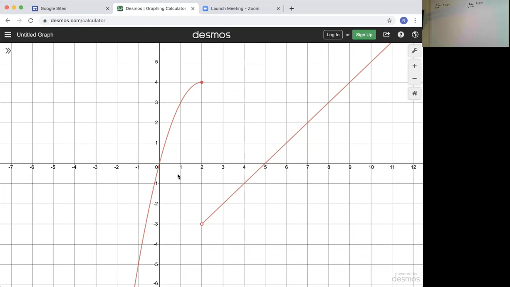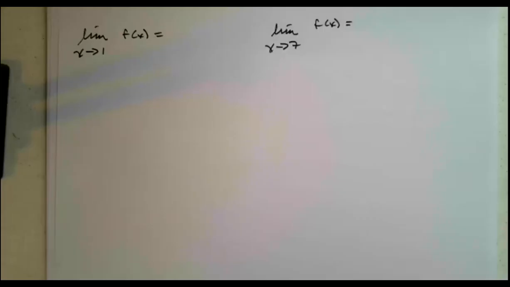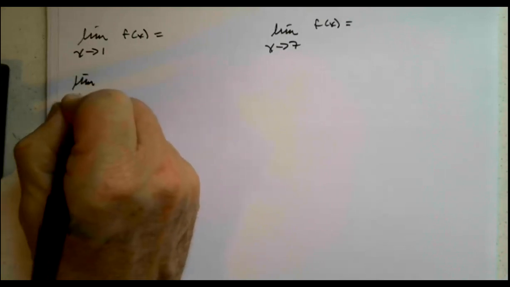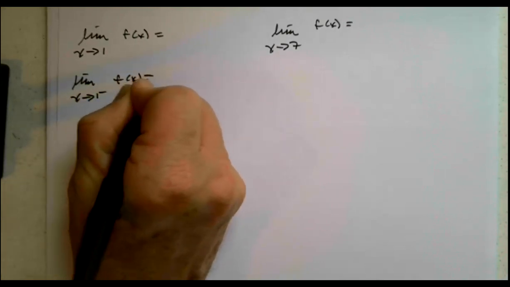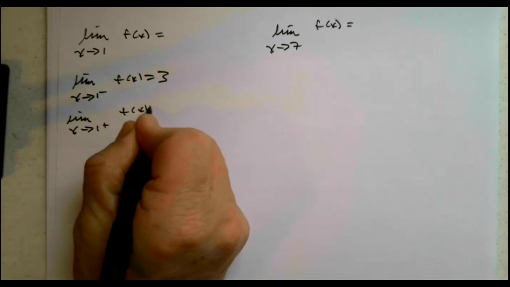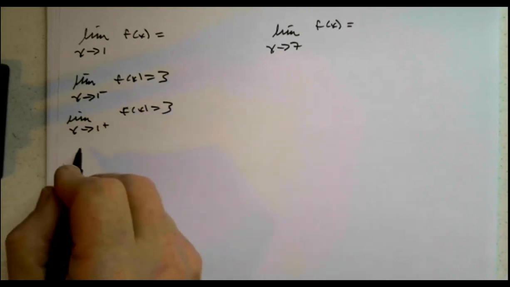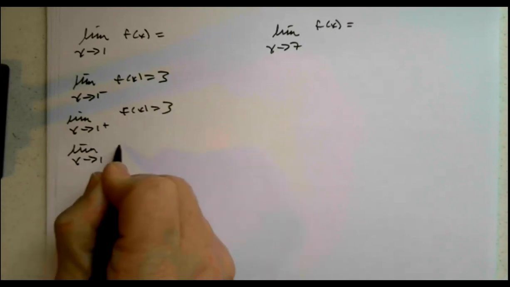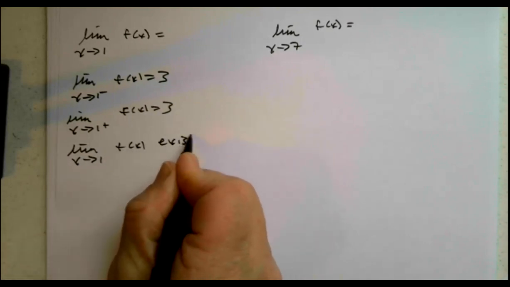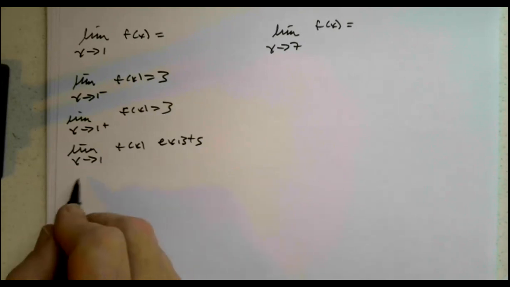And I want the limit as x approaches 1. As the x values get closer and closer to 1, what are the y values getting closer and closer to? X values closer and closer to 1. Y values from the left getting closer and closer to 3. Y values from the right getting closer and closer to 3. So let's go ahead and say that. Limit as x approaches 1 from the left of f of x seems to be 3. Limit as x approaches 1 from the right of f of x seems to be 3. So if that's the case, then the limit as x approaches 1 of f of x exists, and the limit as x approaches 1 of f of x equals 3.